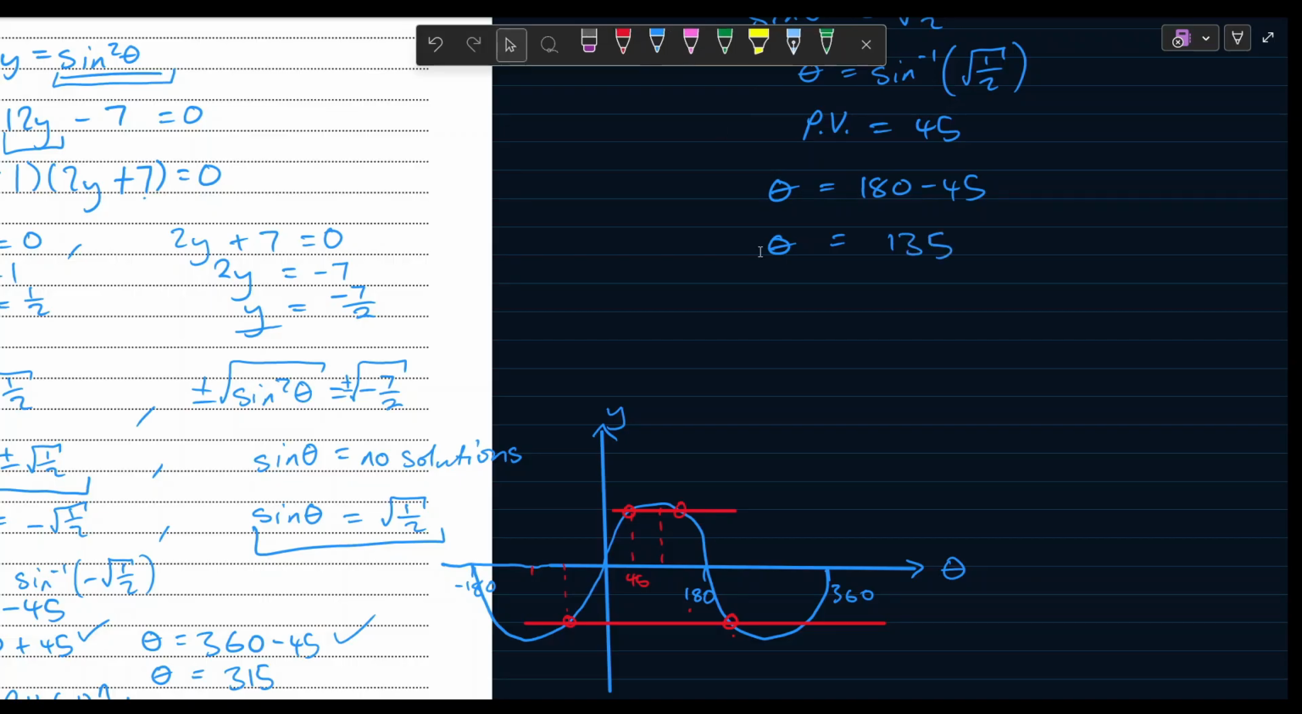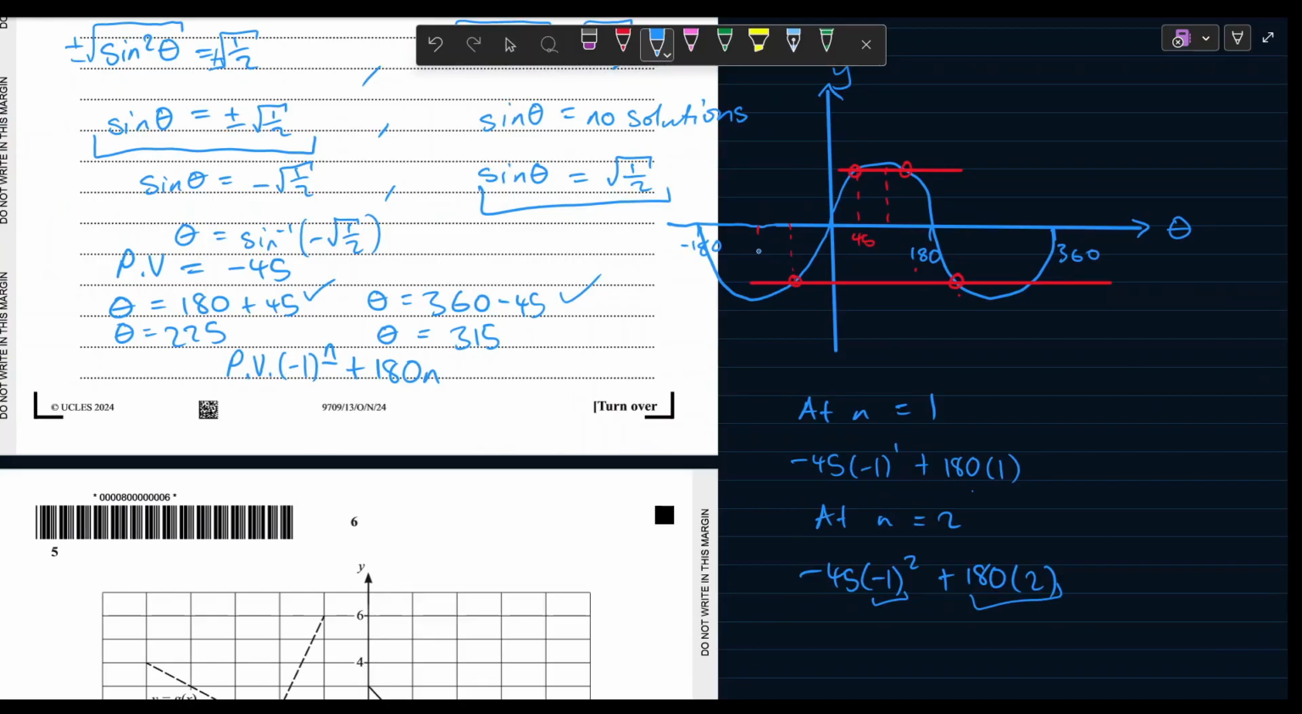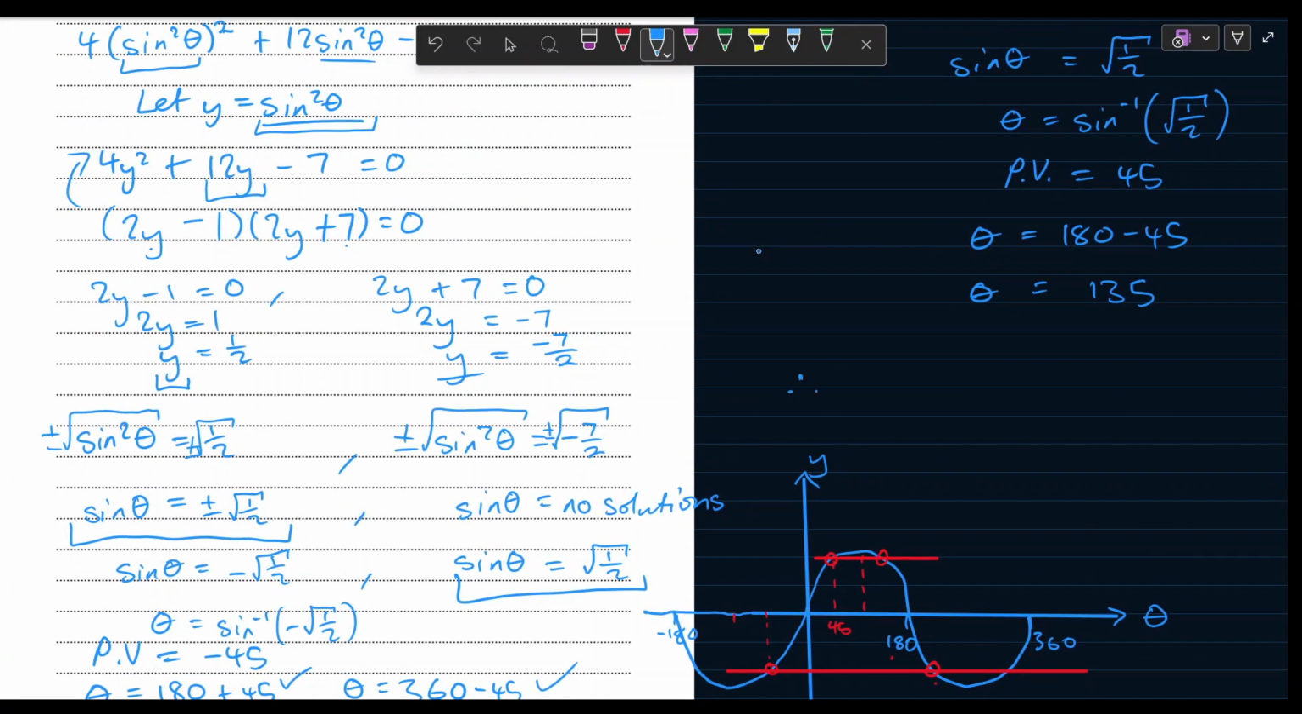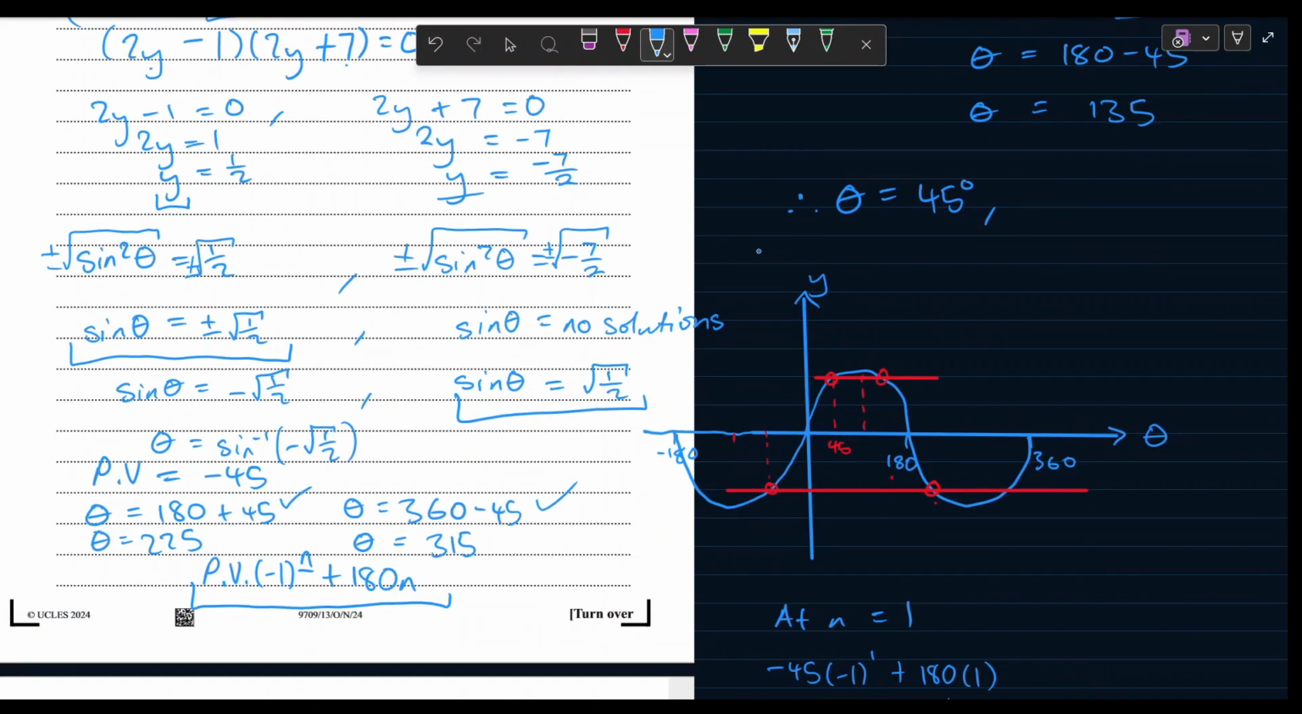Alternatively, you can use the formula here at the bottom, negative 1 to the n plus 180n. It will work as well. So we can conclude that therefore theta is equal to, what's our smallest value? It's 45 degrees. Then we move on to 135 degrees, which is the solution here. Then we've got 225 degrees, and finally, we've got 315 degrees. And that's all the solutions from 0 to 360 degrees.